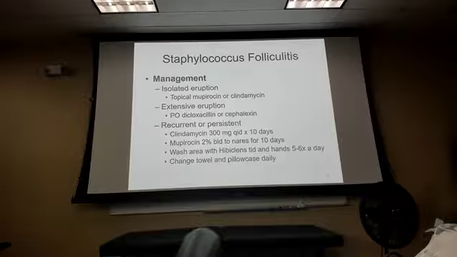If it's recurrent or persistent, then we're going to get into Clinda, more doses of that Bactroban, so that mupirocin into the nares. Wash areas with Hibiclens, change towel and pillowcase daily, because they're just spreading that out there. It's flowing out of them, so that could be causing that there.